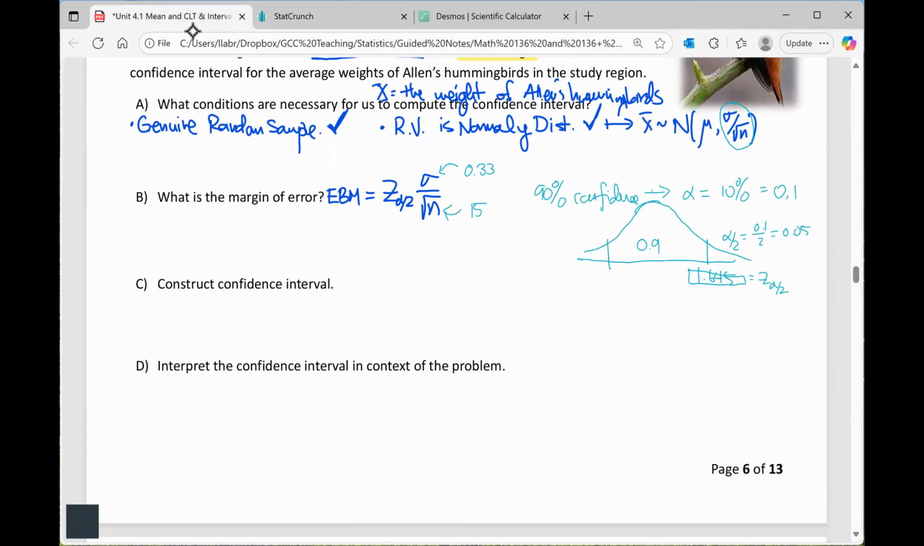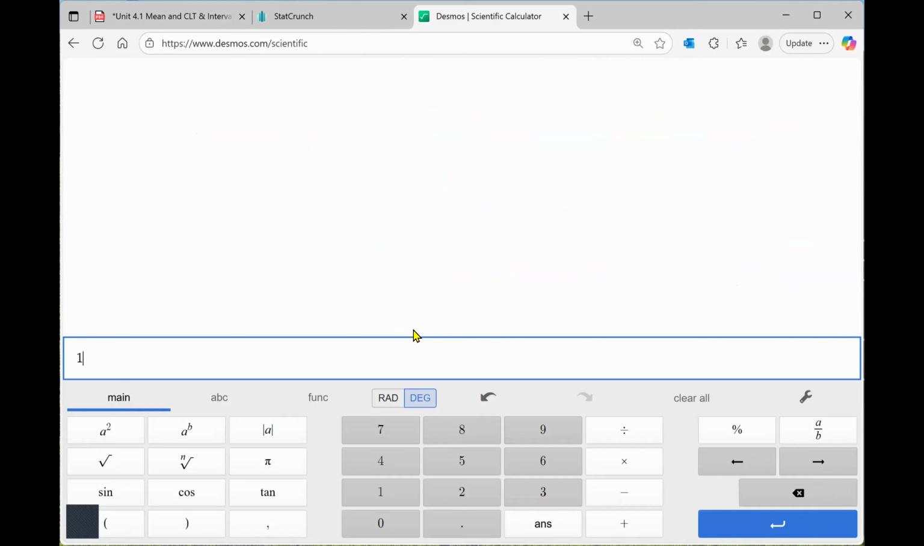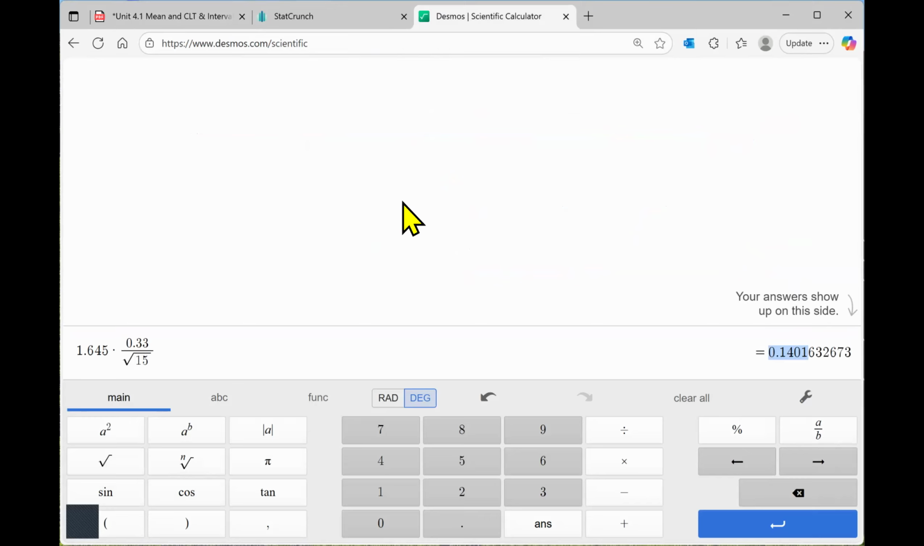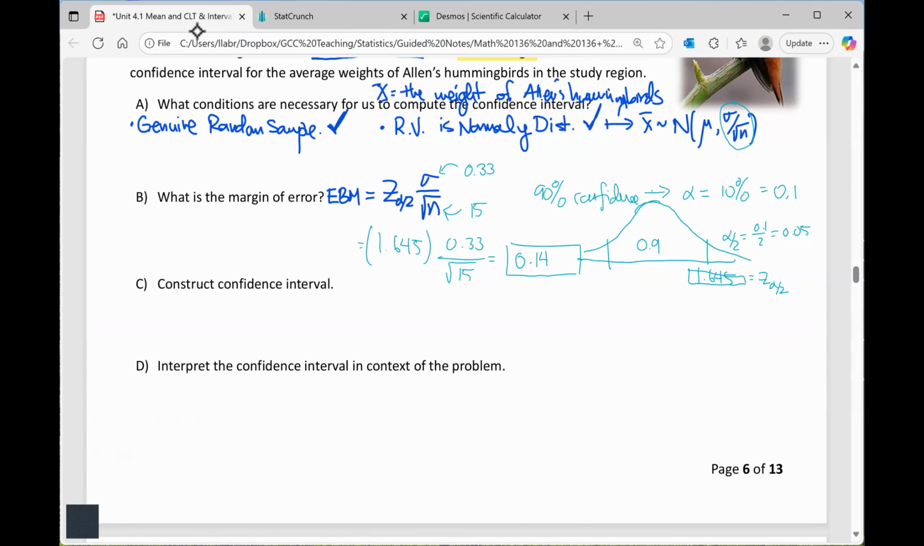So my margin of error is 1.645 times 0.33 divided by the square root of 15. So we can throw that into a calculator. And in this case, I'm going to type it in. So that's 1.645 times 0.33 divided by the square root of 15. And we get our margin of error right here, 0.1402. So that right there is my margin of error.